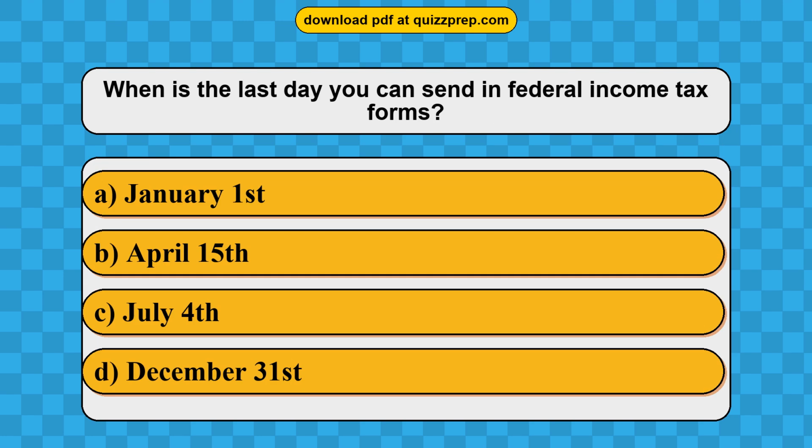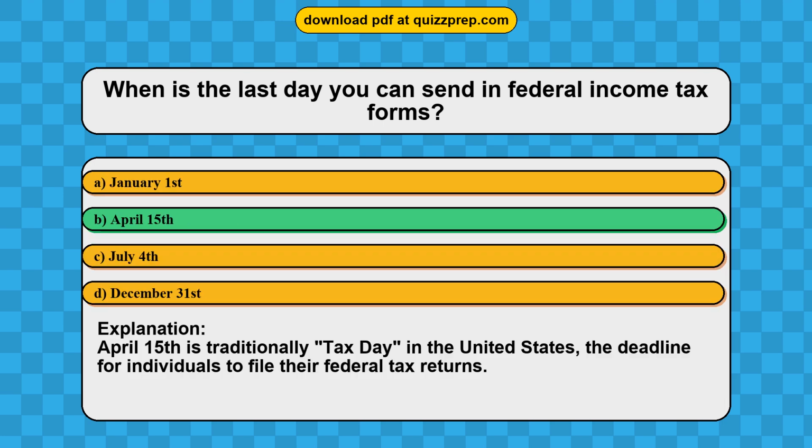Question 64. When is the last day you can send in federal income tax forms? Option A, January 1st. Option B, April 15th. Option C, July 4th. Option D, December 31st. The correct answer is option B, April 15th. April 15th is traditionally tax day in the United States, the deadline for individuals to file their federal tax returns.